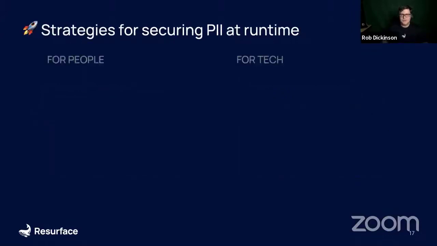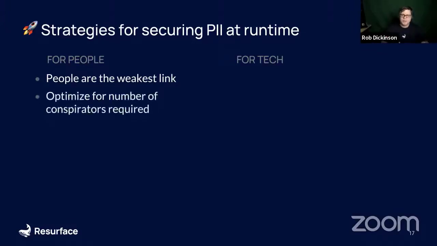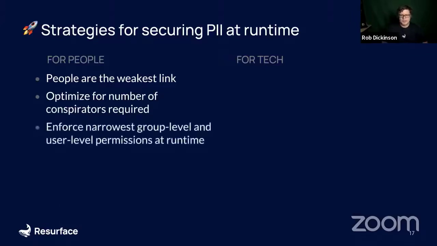So let's give you some specific strategies in the time that we have left together to go through some of the positive ways that we can actually deal with this. You need to recognize that people are always the weakest link. When we're talking about security in general, or PII specifically, it's all about the people. And what you're always trying to do in security is optimize for the number of conspirators that are required to pull off that attack. And it's really as simple as that.